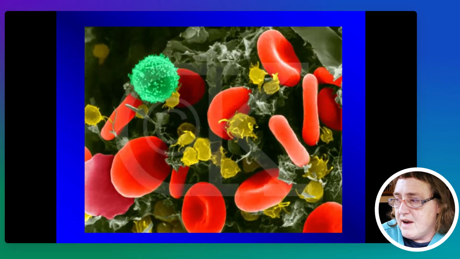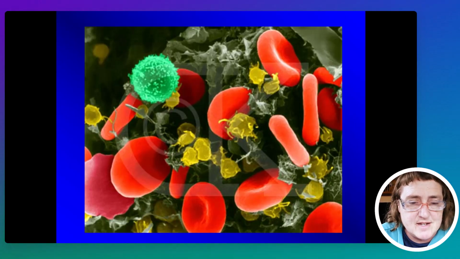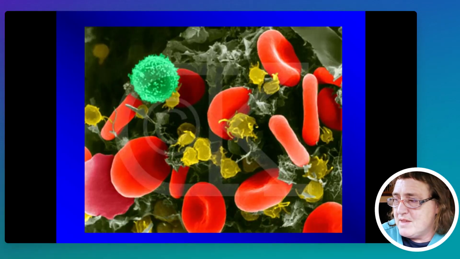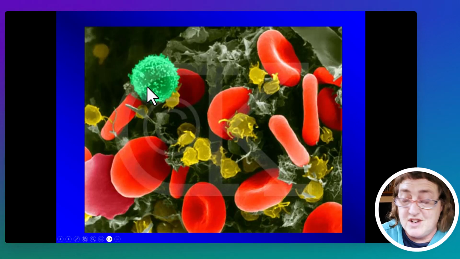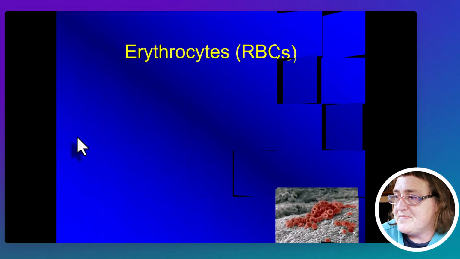I totally robbed this picture because it was so cool. It says all over the website, do not take. Dennis Kunkel took this picture, and I have the reference for it in the notes version of the PowerPoint if you want it. But the red blood cells here are the red ones. The little yellow things are the platelets, and that green cell there is a white blood cell. So it's a great image, electron micrograph of your blood cells.